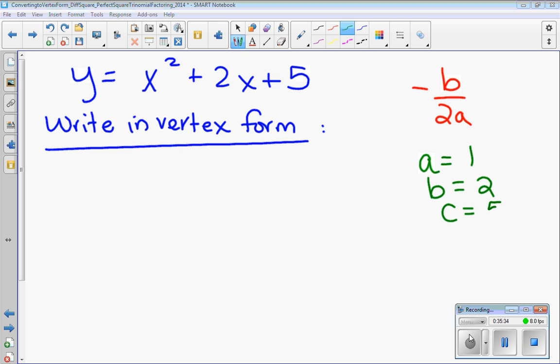Good. So we know what they are. Now let's plug them into the formula. Negative, what's B again? 2 over 2 times 1. How does that simplify?